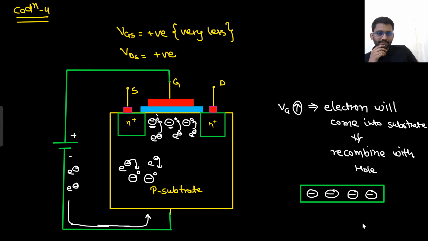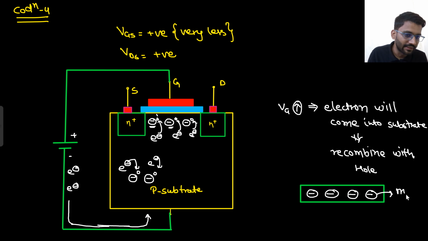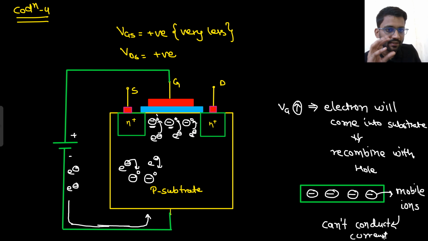Now will there be any current? Can you say these are electrons? Will they conduct any current? No, they will not conduct any current. Why so? Because they are immobile ions, which cannot conduct current. So my Vg value is such that these holes have been recombined, but still they cannot conduct current. To conduct the current, you have to apply more Vg potential.